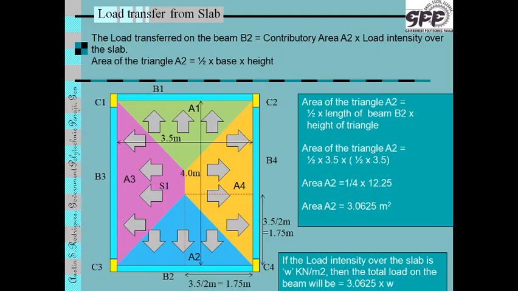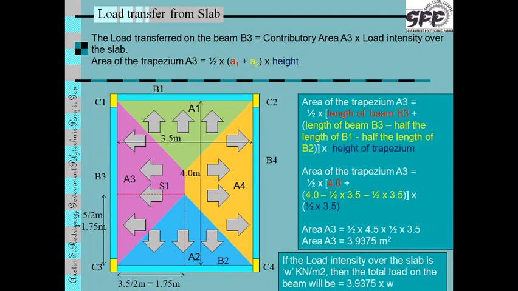So over here we have understood that the load coming on the beam B1 is equal to the load coming on the beam B2. It is equal to the contributory area of the respective slabs multiplied by the load intensity. In both the cases, it has come equal to 3.0625 multiplied by W, where W is the load intensity over the slab.